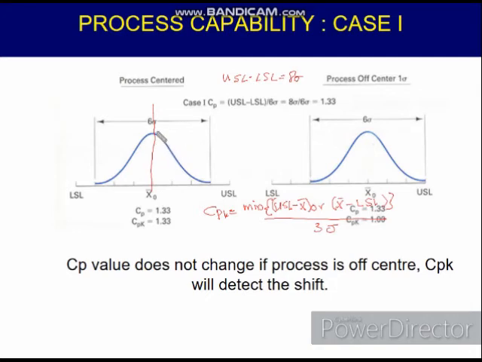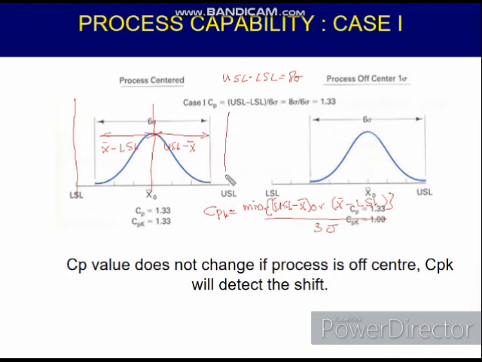So if it's centered, the distance from here and the distance from here, this is x bar minus lower spec limit, and this is upper spec limit minus x bar. So this value will be the same. This value will be the same. So you just choose either one. If you choose either one, then basically what you'll get is, I'm sorry. So this is, sorry.